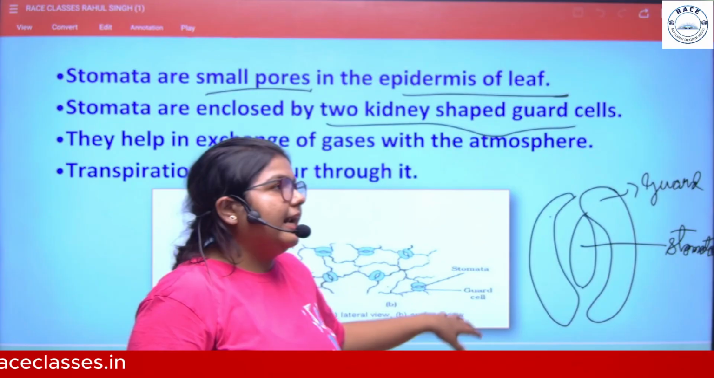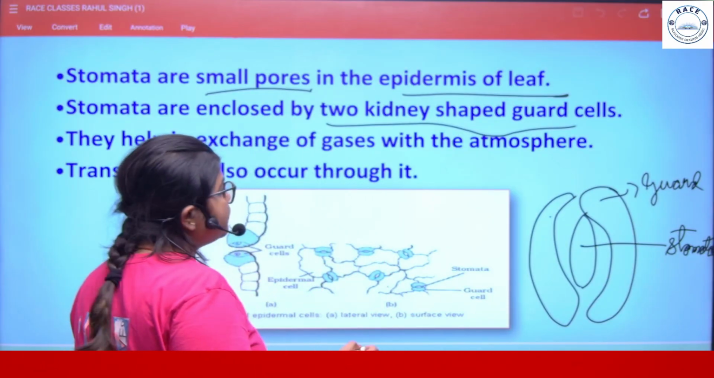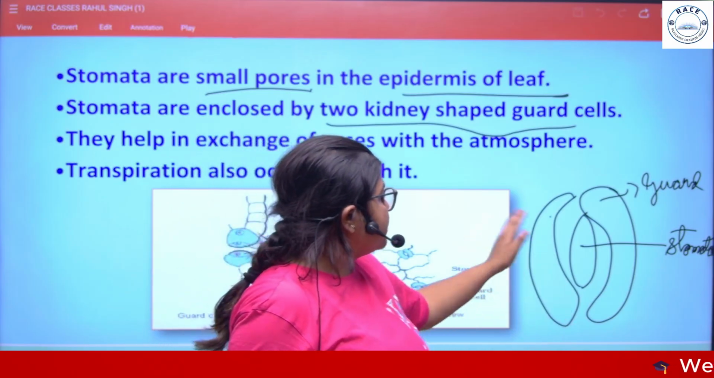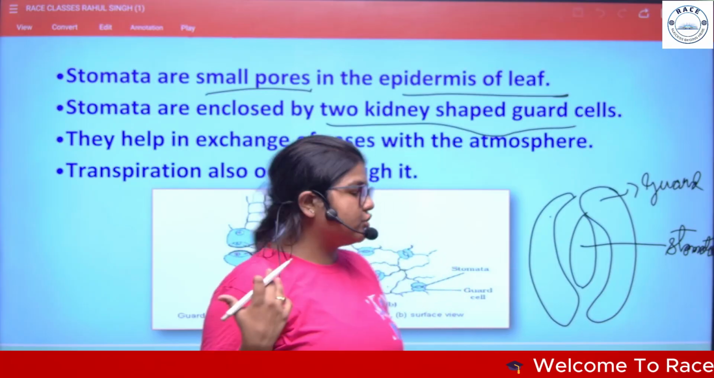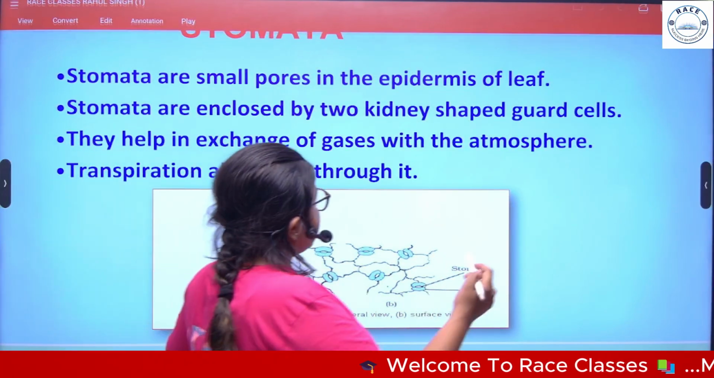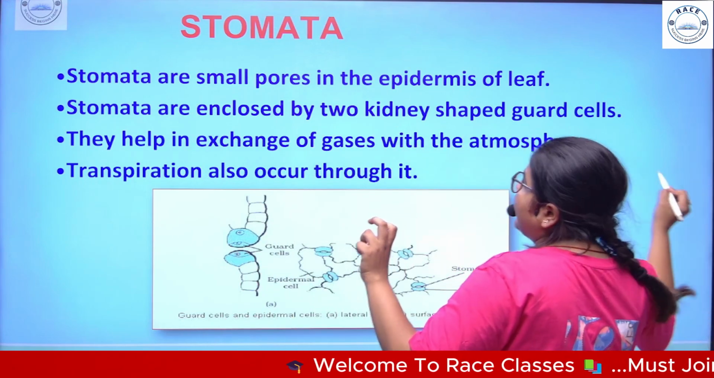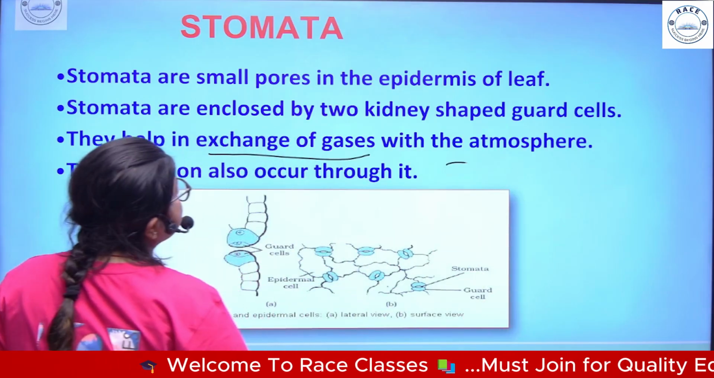So they guard that. And what does it help with? It helps in transpiration. Whenever the water inside is more, they open the stomata so that water can pass through it. Transpiration also occurs through it. I have already told you that. They help in exchange of gases with the atmosphere.